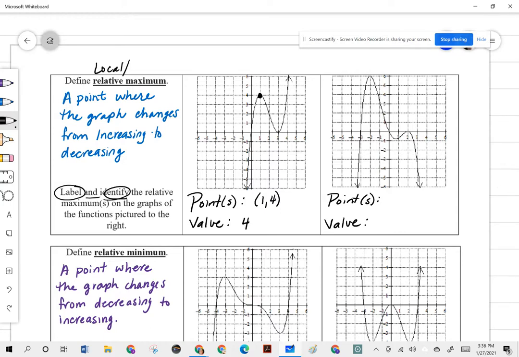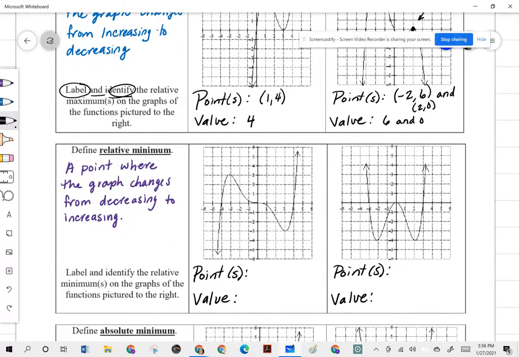Let's take a look at the second graph here. We're going from increasing to decreasing right there, but we also have one right here, increasing to decreasing. So we've got 2 points. I've notated them on the graph. When I say label, it's sufficient to make sure those dots are on the graph, but let's go ahead and put the point. Let's say it's (-2, 6), and then it looks like (2, 0). And so the values are going to be 6 and 0. Again, it's just going to be the y value.